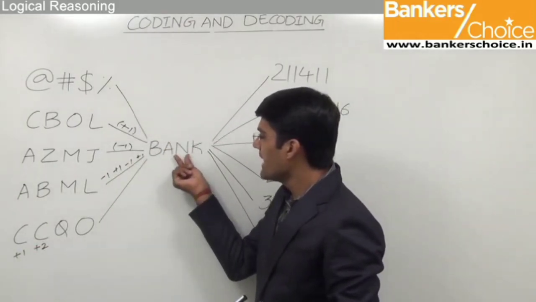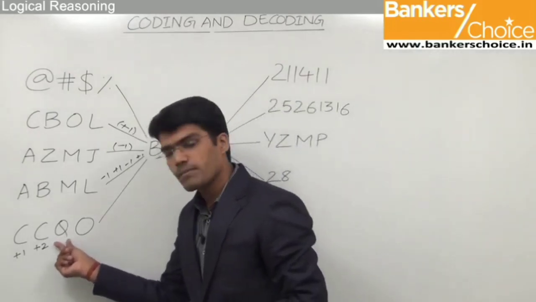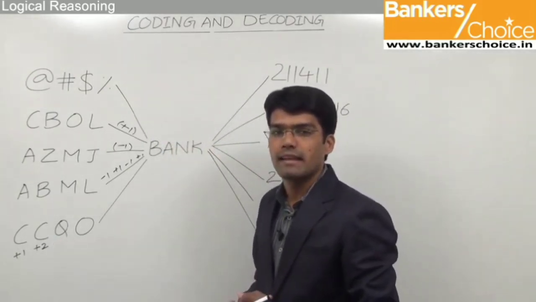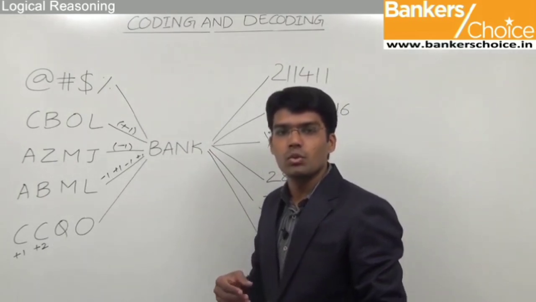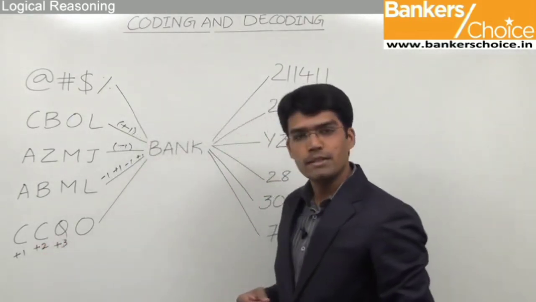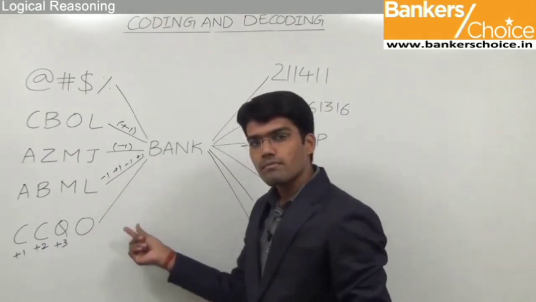Moving on to the third letter N, it has been taken as Q. And if you go by the alphabetical order, Q comes 3 places after N. That is N, O, P, Q. So we can say that Q is a result of shifting N by 3 positions in the forward direction.